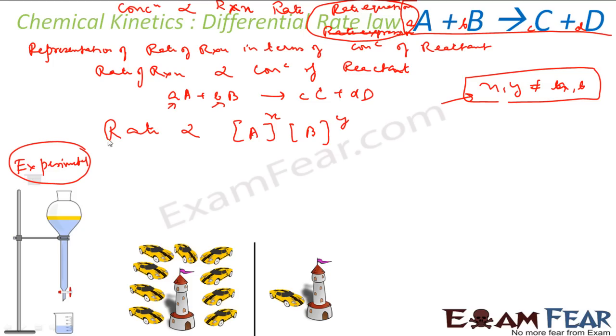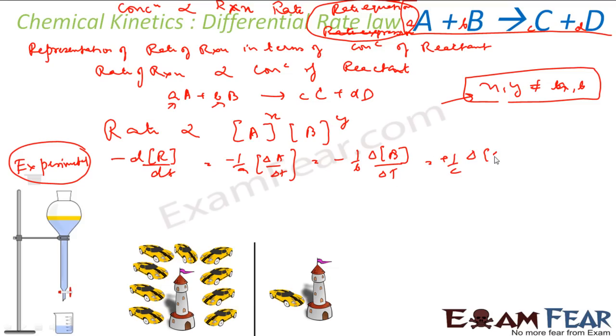And rate, till now what we have seen, rate is nothing but the change of reactant with time, with a minus sign. In this case, minus 1 by a, change of A by change of t, or minus 1 by b, change of B by change of t, or plus 1 by c, change of C by change of t, or plus 1 by d, change of D by change of t. This is what we have seen. This is all rate, the same rate that we are trying to write in terms of concentration.